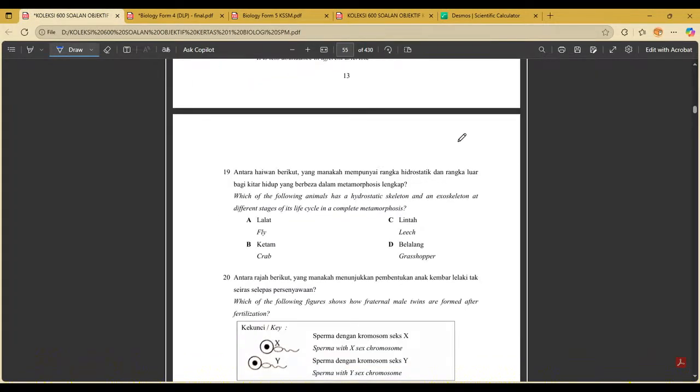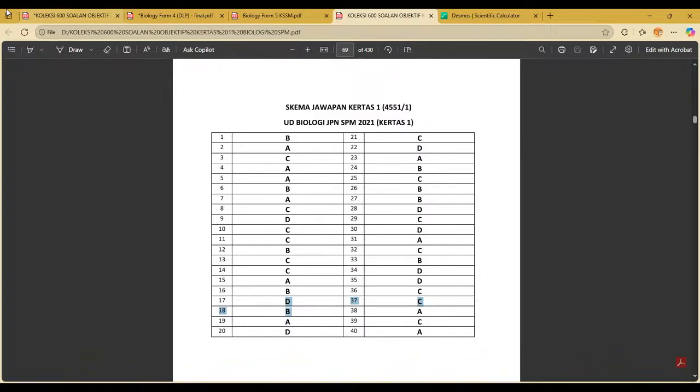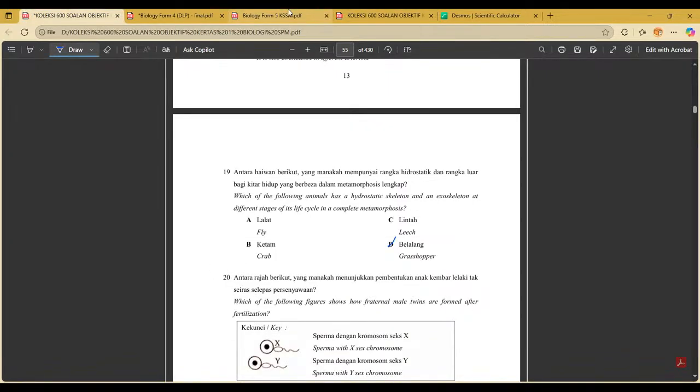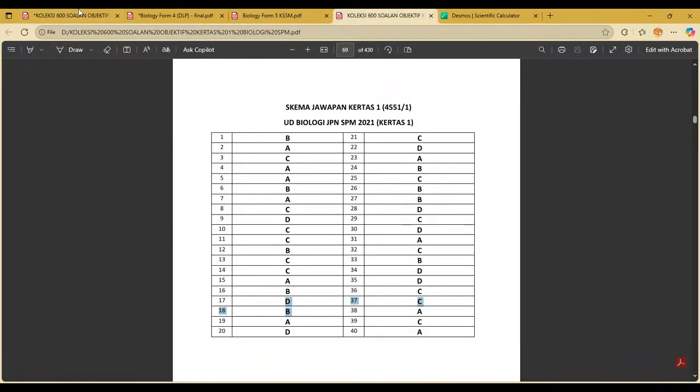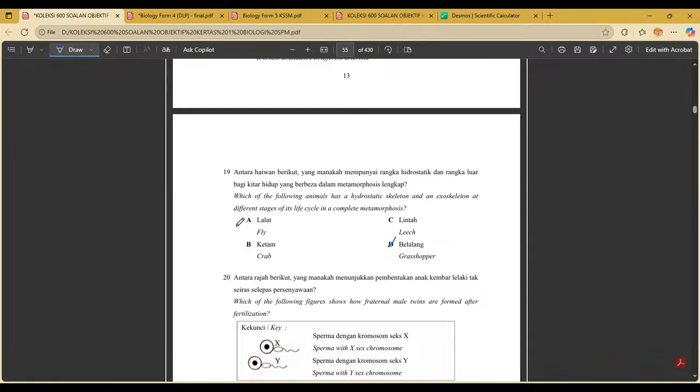Which of the following animals has a hydrostatic skeleton and an exoskeleton at different stages of its life in a complete metamorphosis? Grasshoppers. 19, oh, A. Right? 19A. Flies have exoskeletons.